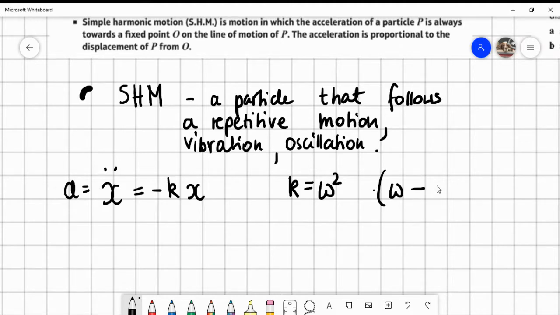Let me just get to that point there and write angular velocity. That's better. Okay, so as long as a particle follows this motion, so this is the equation describing it, then we know that we are talking about simple harmonic motion.